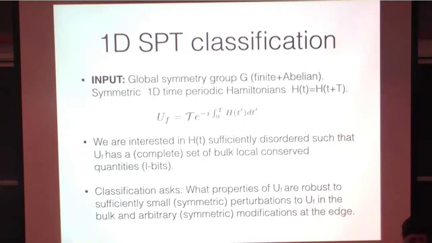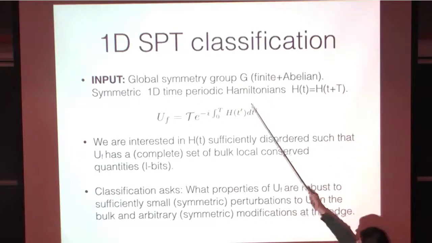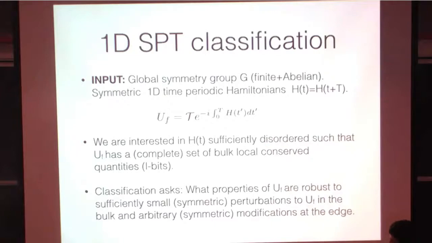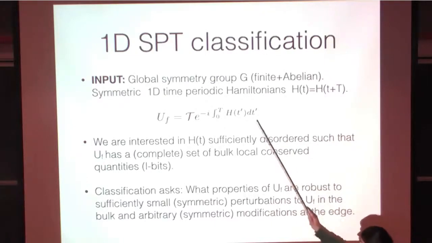So let me give you a brief overview of how this 1D SPT classification works. The input for the classification is some global symmetry group, G. It might be Ising symmetry or time reversal or something like this. All I'll ask today is that it's finite and abelian. And another part of the input is some symmetric 1D Floquet time periodic Hamiltonian, which preserves this global symmetry. And we'll be interested in the properties of this operator, as I was saying before.